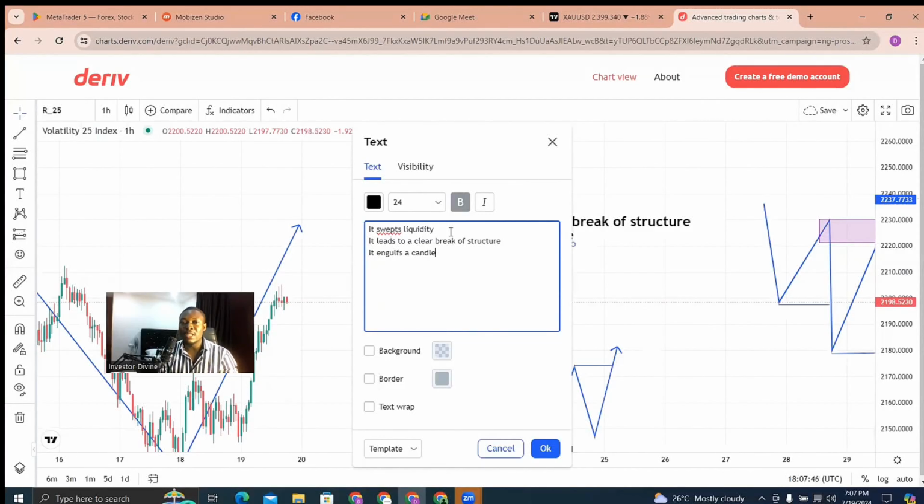Number one, it swept liquidity. Number two, it led to a clear break of structure. Number three, it engulfs a candle. Then I think I need to add this last part: there should be an area of inducement right above it or below it.